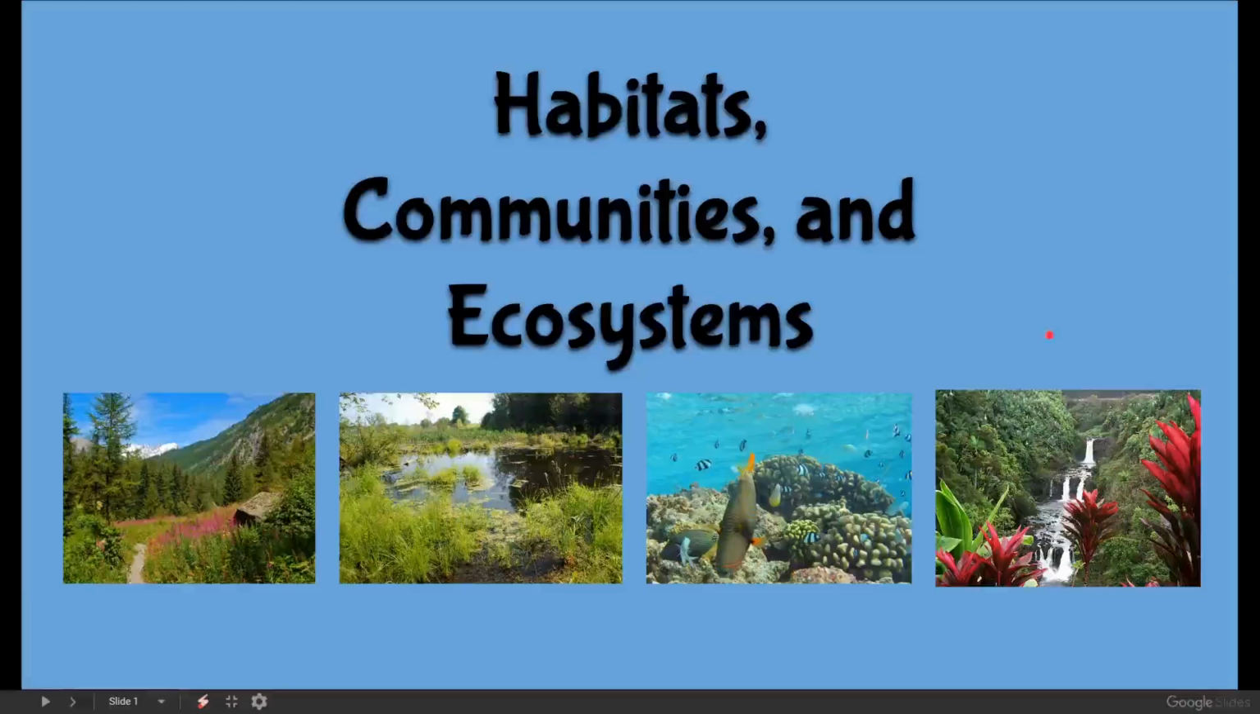I hear people use the word habitats and ecosystems interchangeably a lot. Though they have something to do with each other, they are not the same thing. I have four pictures of habitats here, but they're also ecosystems. That is where the confusion comes in. Hopefully, by the end of this lesson, you'll be able to explain to me the difference between ecosystems and habitats, and you'll be able to explain to me why people make this confusion.